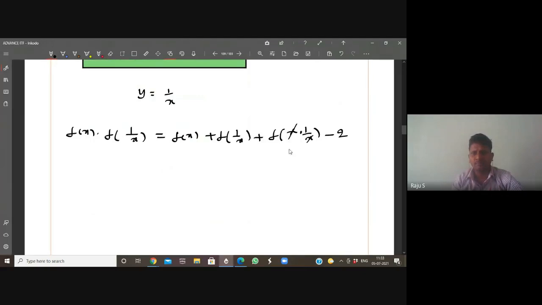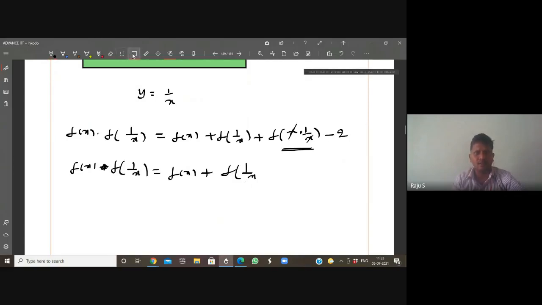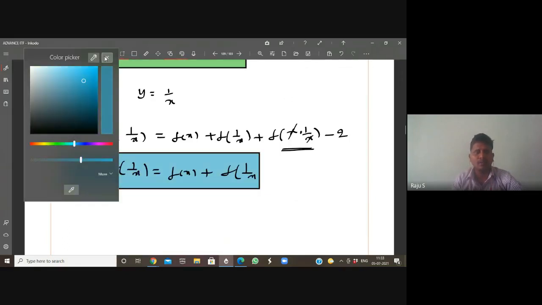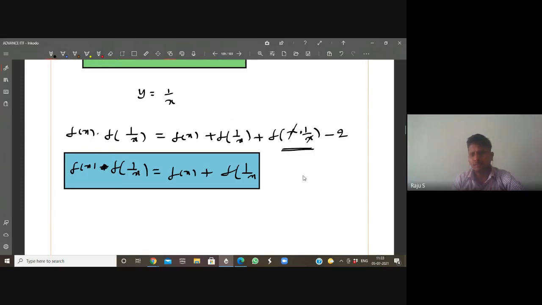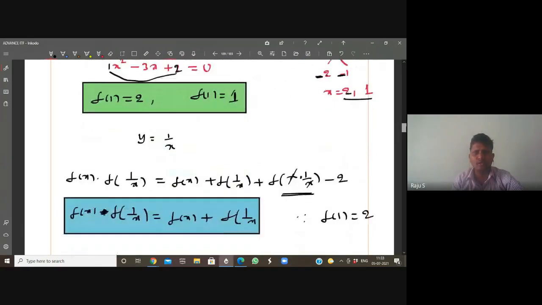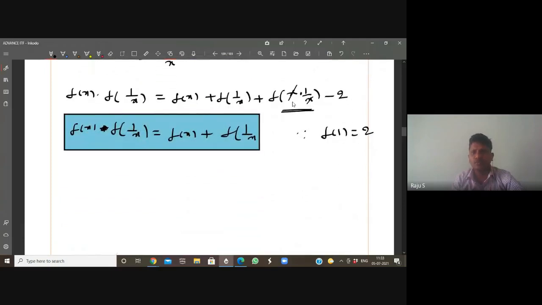I want to substitute here. Here we'll get f of 1, and I want to substitute 2. So f of x plus f of 1 by x is equal to f of x into f of 1 by x. We got this condition. Now what do you observe here? Since I want to write f of 1 is equal to 2, I considered it as 2, because when I consider f of 1 as 2, these two will be cancelled. We get it like this. This is a standard form of functional equation.